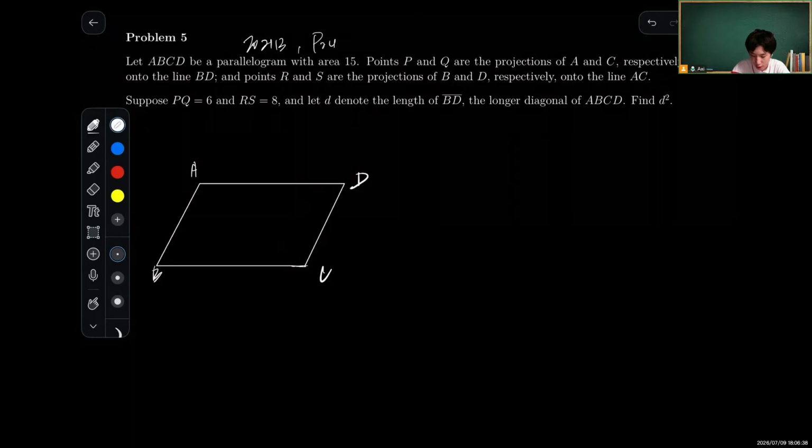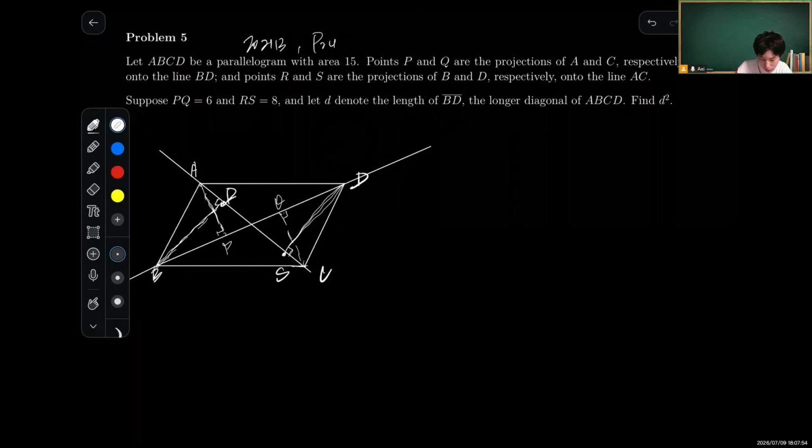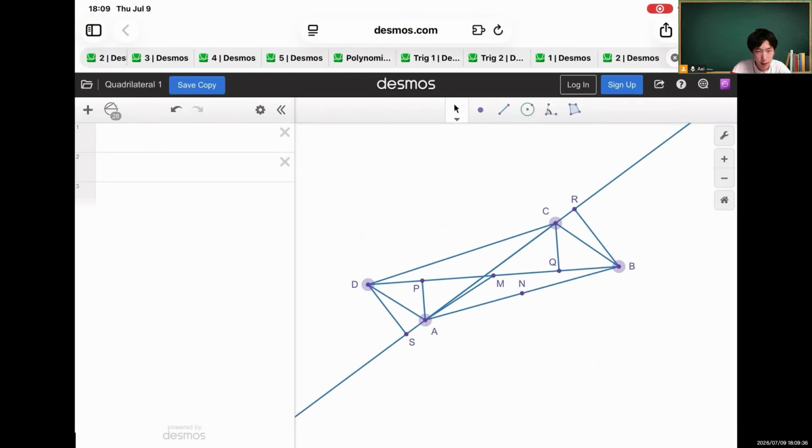P and Q are the projections of A and C respectively onto the line BD. Points R and S are the projections of B and D onto the line AC. PQ is 6, RS is 8, and we are to find the length of BD. But the diagram is absolutely off. Some more experimentation will give you a better diagram, which you are currently seeing here.